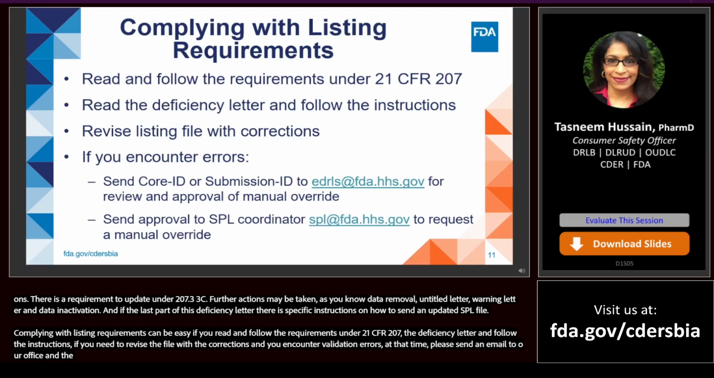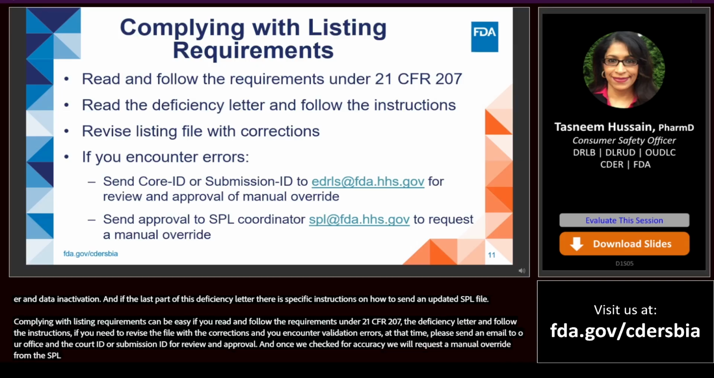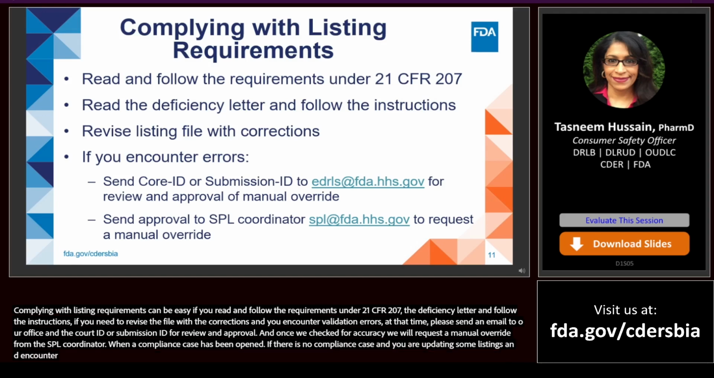And once we check for accuracy, we will request a manual override from the SPL coordinator when a compliance case has been open. If there is no compliance case and you are updating some listings and you encounter some validation errors that need a manual override, in that situation, you can request an override from the SPL coordinator.